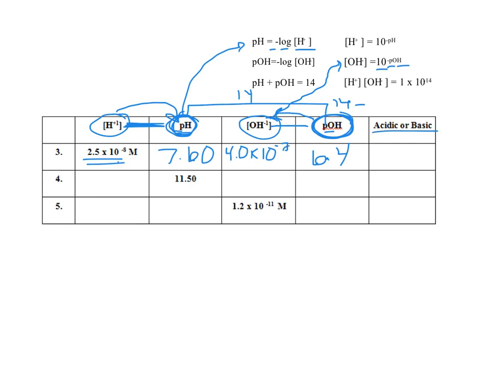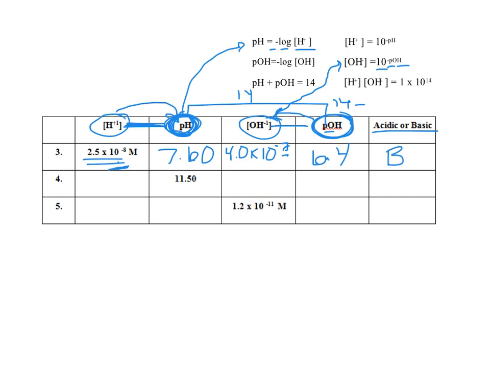Decide if this solution is acidic or basic. You can look at a lot of different numbers. Like I see that my hydroxide is a greater amount than my hydrogen, but if I stay consistent, my pH scale is above 7, which makes it a base.